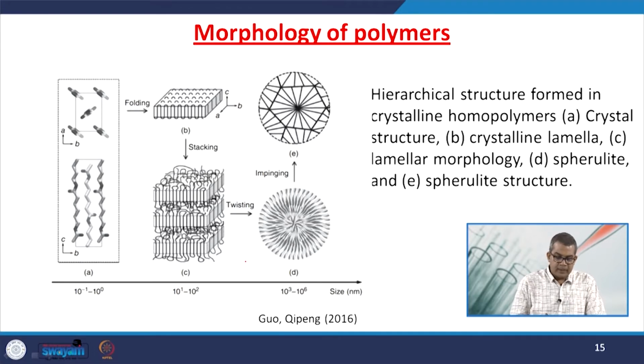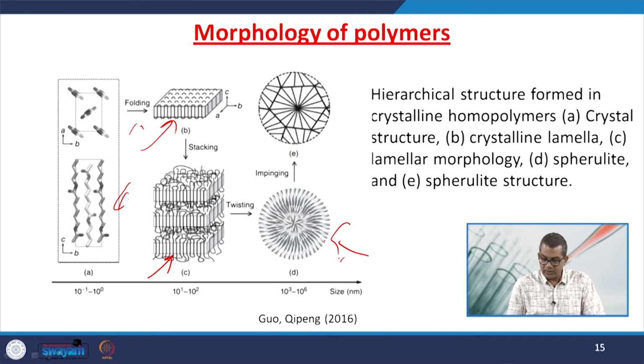You can see that sometimes these are the crystal structures formed, and then this is the crystal lamellae, and then this is the lamellar morphology and the spherulites. You can see over here these spherulite structures, etc. So, this is just to visualize the impact of different types of morphological approach in polymer systems.